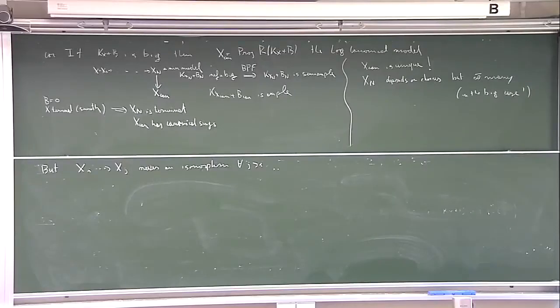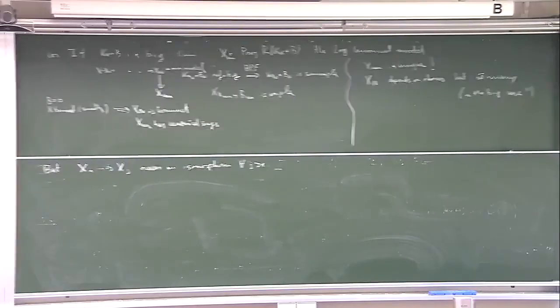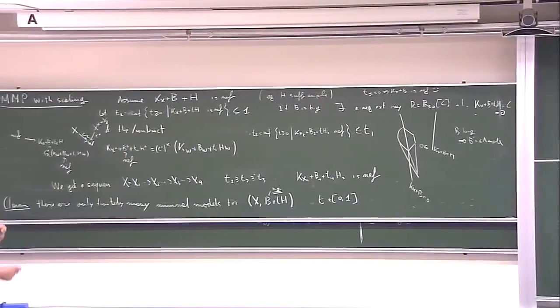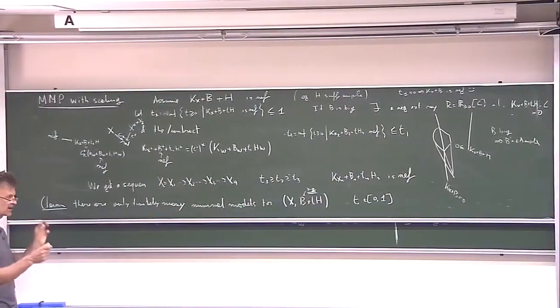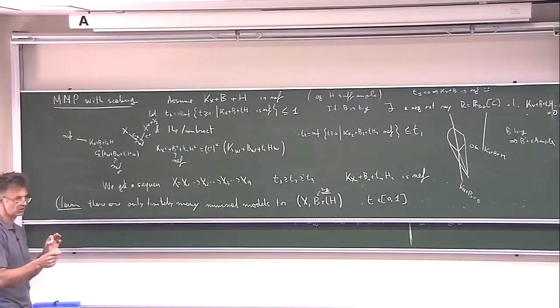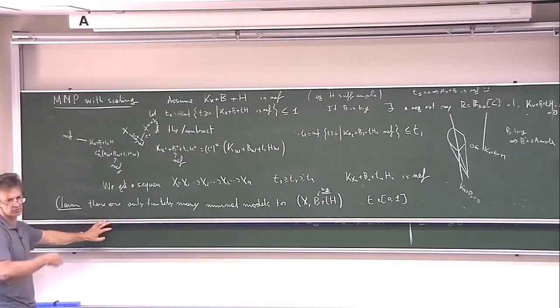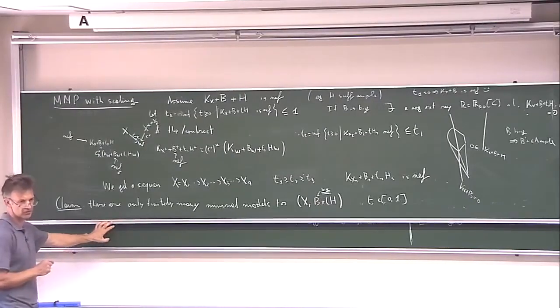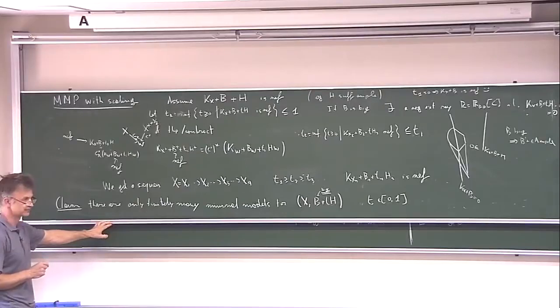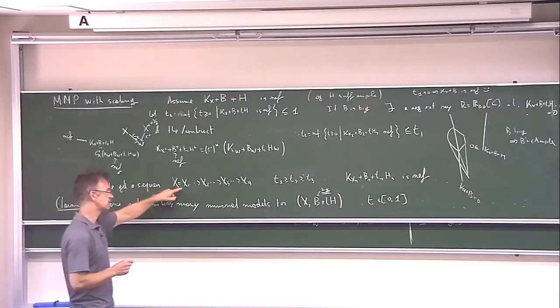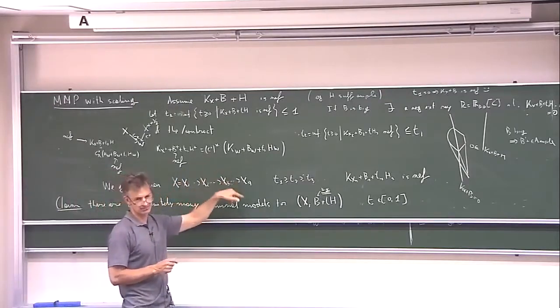In the claim, you first fix some t. No, I don't. I look at the set of all minimal models for pairs of the form x, b plus th, where t varies in 0, 1. And I claim that there are only finitely many. I'll give you a very good intuitive reason, then we'll do a formal proof later on. So believe this. Then if you had an infinite sequence, eventually you have to get back to the same guy.